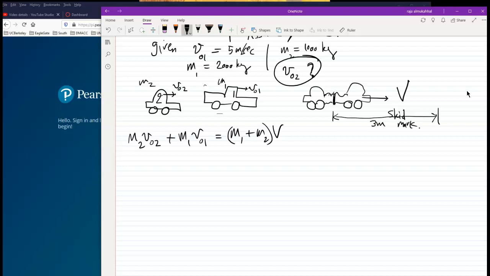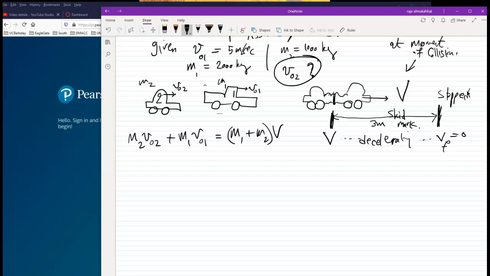Now this V, what is this V? Well, V here is at the moment of collision, right? Remember, it stopped here. It stopped right here, which means that here the velocity is big V, and then it started decelerating until it stopped here. So the final is 0. You see what I'm saying? So this big V here is the moment of collision. It makes sense, everyone? It cannot be constant. If it's constant, the skid mark will keep going. You know what I mean?